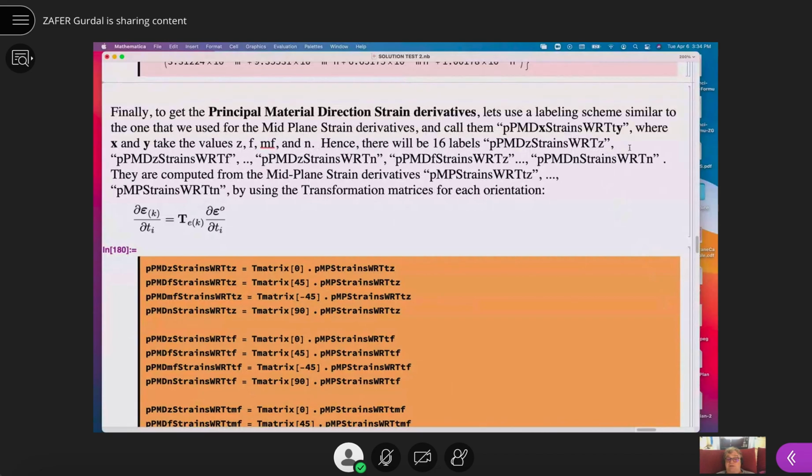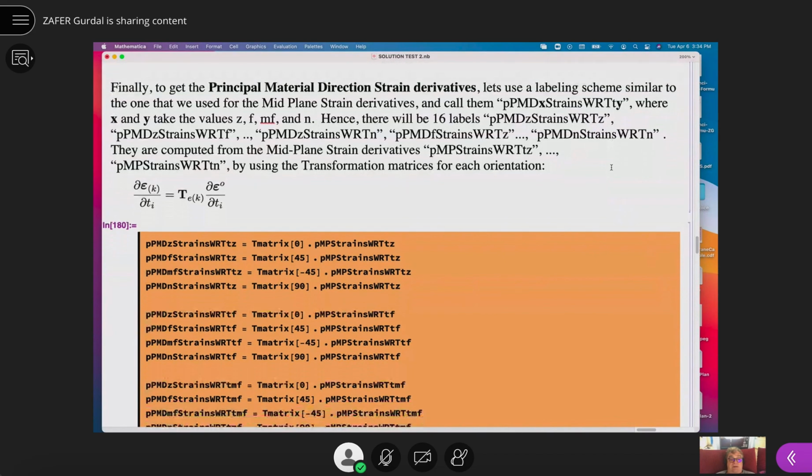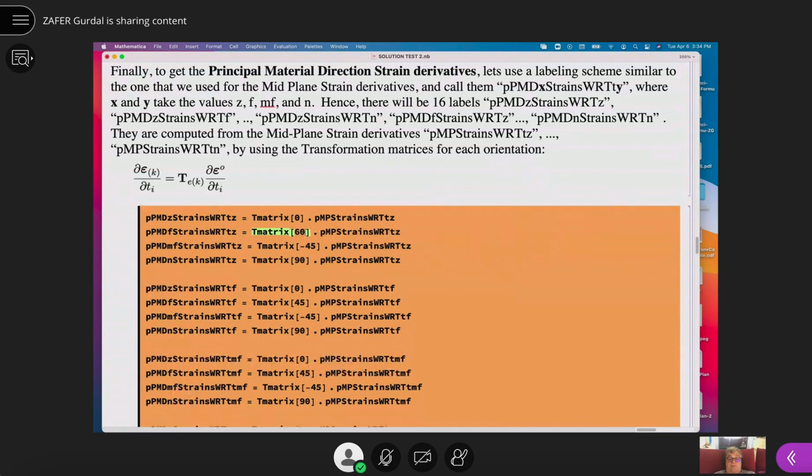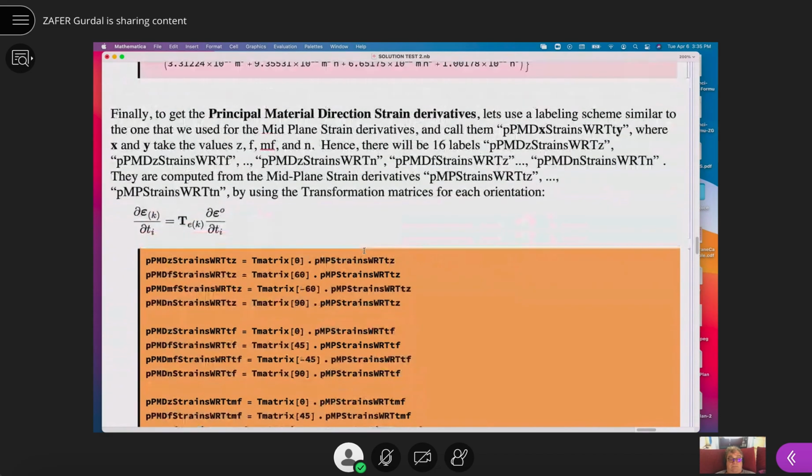And to get the principal material direction strain derivatives, we use the transformation matrix. But this will be 0. Minus 60, minus 60, 90. With respect to z, huh? What did I do?